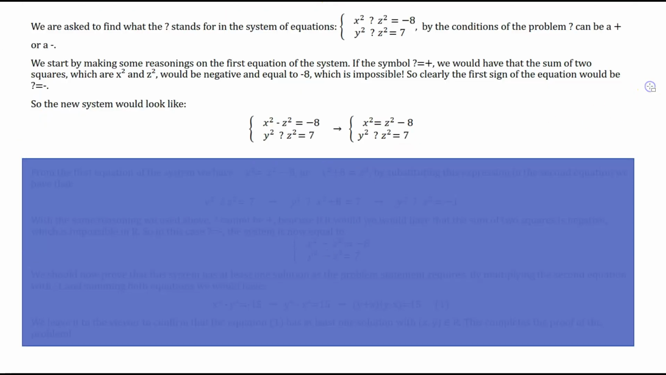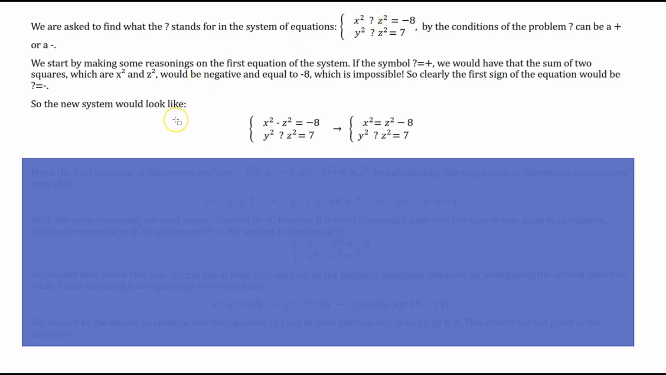As always, we have hidden the solution, and we start by making some simple reasonings. So we have this system of equations, and we want to understand what the question mark stands for. Now, we start by making some reasonings on the first equation of the system. If the question mark is equal to plus, we would have that the sum of two squares, which are x squared and z squared, would be equal to minus 8, which is impossible.